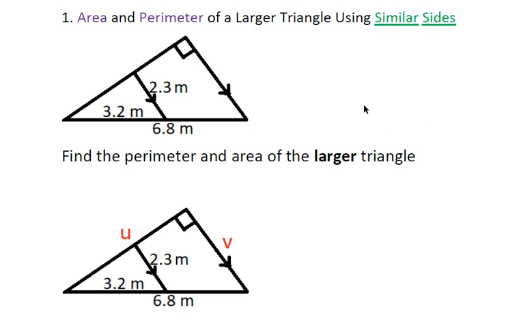Working out the area and perimeter of a larger triangle using similar sides. So suppose we have two triangles, one inside the other. We've got a little triangle in here, 3.2 along the bottom and 2.3 on the other side, and then a larger triangle, 6.8 on the bottom. And notice that these sides are all similar.